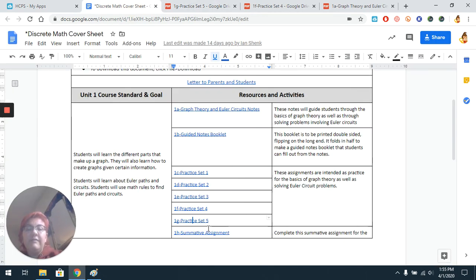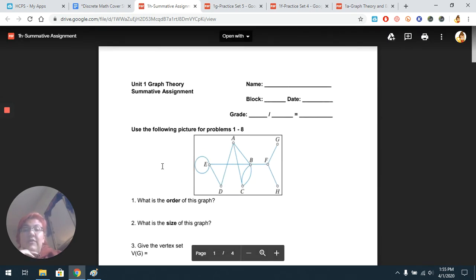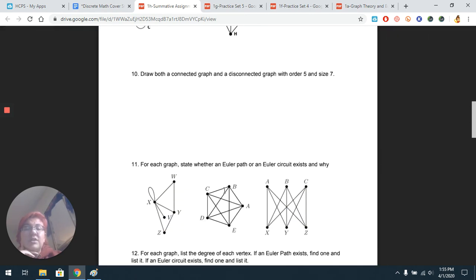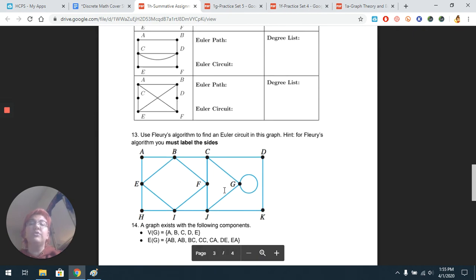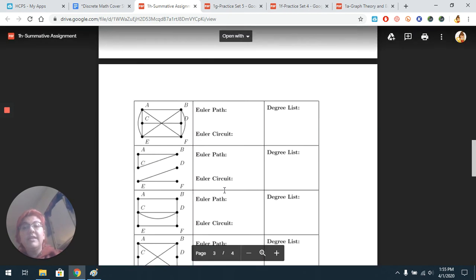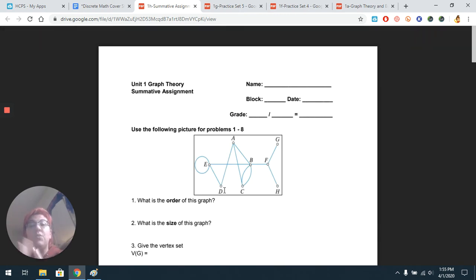Now, when you're done with all of that, you're going to click on 1H, which is the summative assessment. And here, you're going to find some things you can do that will show us what you've learned in this unit. Remember, this is not for a letter grade. This is, I've done this unit, I've put in this time, I want to show my teacher what I've learned. You can complete it, and there is a Dropbox in Schoology where you can turn it in. And then I will be absolutely happy to give you some written feedback on it.